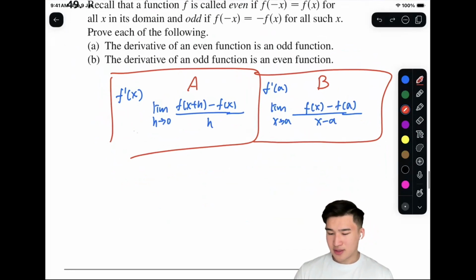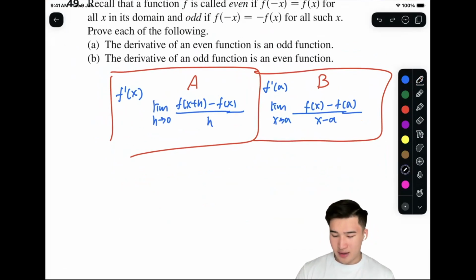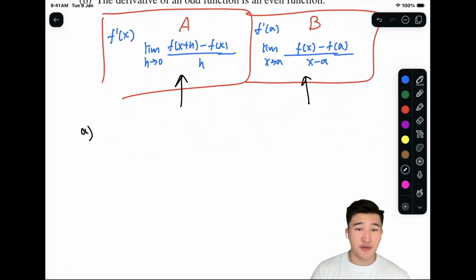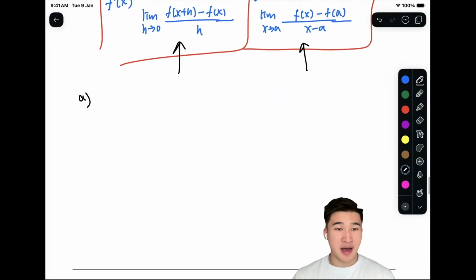So without further ado, let's start and prove A. And I would say for A, proving with method A is actually easier than proving with method B. And you guys are going to see why in the future. Or if you don't agree, feel free to leave a comment, and I would be happy to listen.